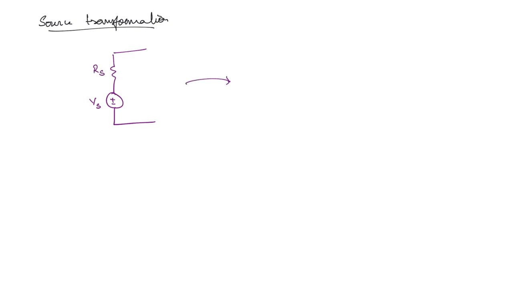The next important circuit analysis technique is source transformation. So what happens here is, if you consider a voltage source in series with a resistor. Take this to be Vs and this to be Rs. Now you can convert this into a current source in parallel with a resistor, with the same resistor. That means Rs will be here.